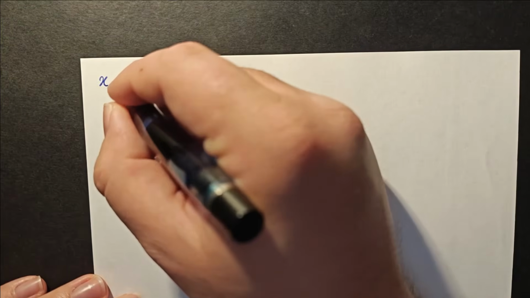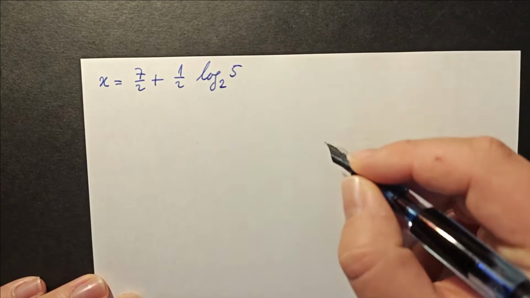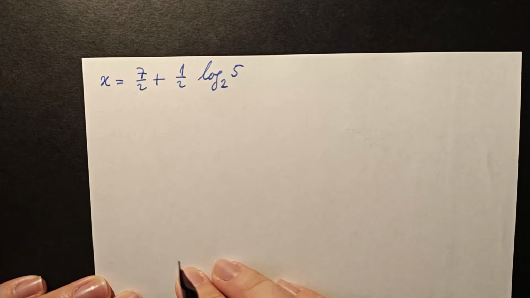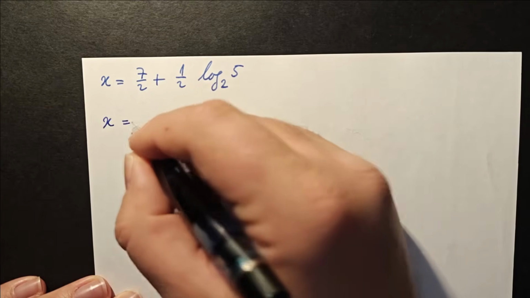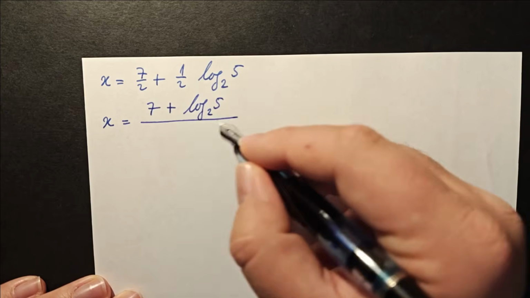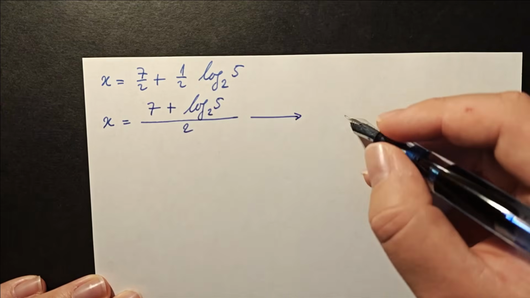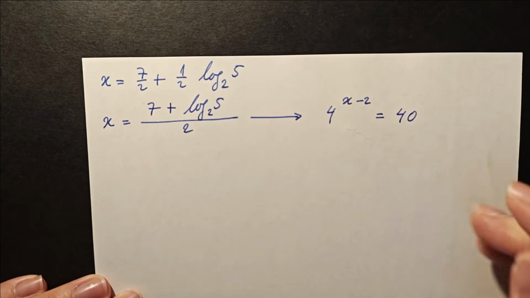So the solution that we have is x is equal to 7/2 plus 1/2 logarithm of 5 for the base of 2. And now for the additional practice, we are going to check if the solution that we have is correct. We are going to do that by returning the value which we have as a result for x in the equation that we have started from. So x is equal to, we can write this just as 7 plus log 5 for the base of 2 divided by 2, and we are going to plug that into the equation. 4 to the power of x minus 2 is equal to 40.